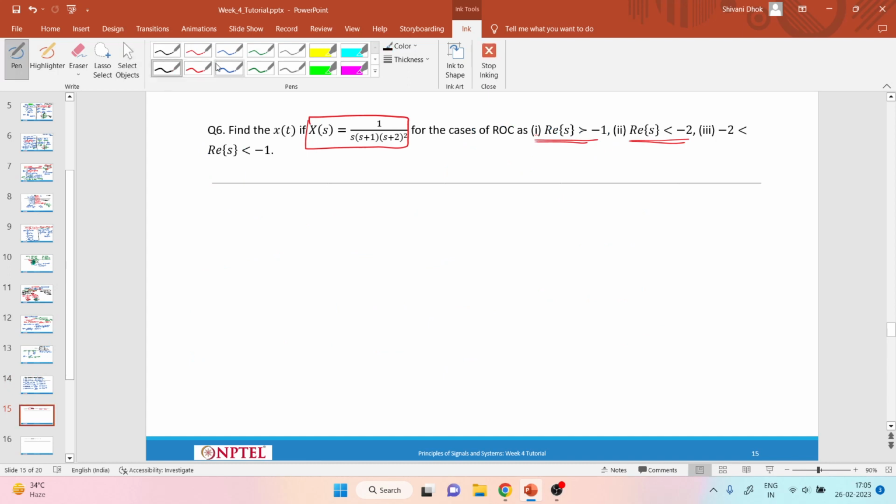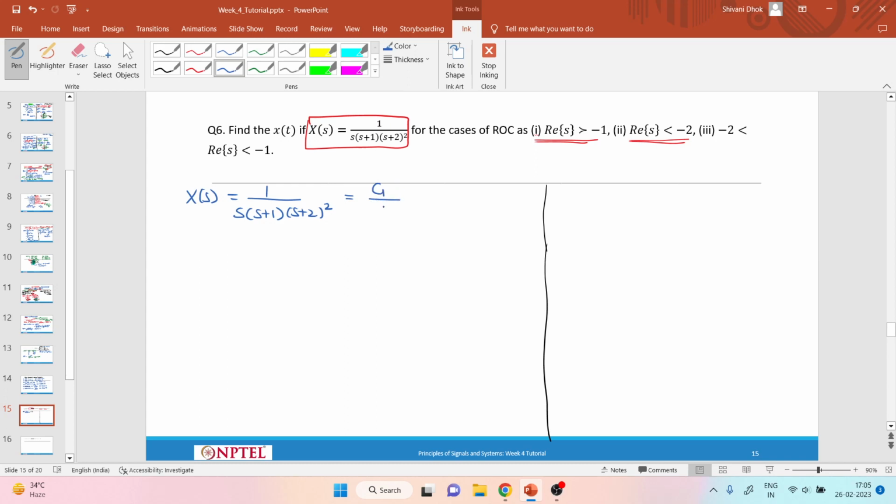So what we'll do is, let us take this X of s, and this is equal to s into s plus 1 into s plus 2 square, and this I can try to represent using partial fractions.